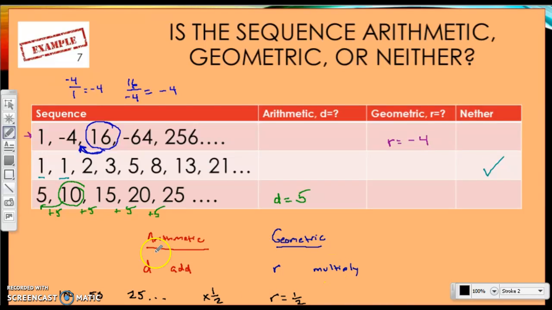All right, same thing with arithmetic. If this sequence were in reverse, if I had 25, 20, 15, I am adding negative 5 each time. So the common difference here is negative 5. So even though we're adding by a negative number, it's still arithmetic. We're still adding. All right, I hope that helps.